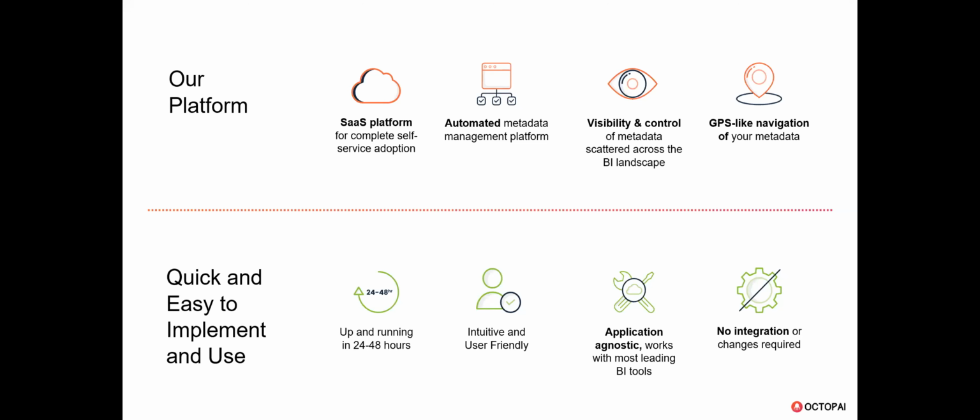A little bit about Octopai's platform. It's completely SaaS, it's automated. So everything I just showed you, all the different harvesting of the assets, creating the lineage, our discovery, all of that is completely automated. It provides you visibility and control of the metadata from all the different components of your landscape. Everything gets brought into a common language. We've got GPS-like navigation that helps you understand how the data moved from one place to another through the 3 different kinds of lineage that I just showed. It's quick and easy to implement and use. Everything is up and running within 24 to 48 hours.